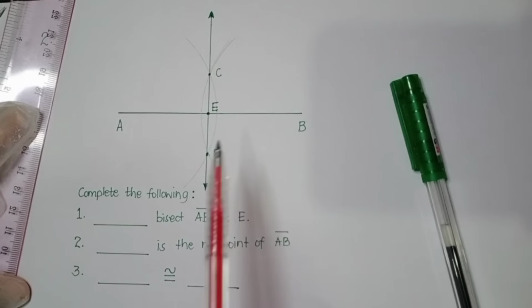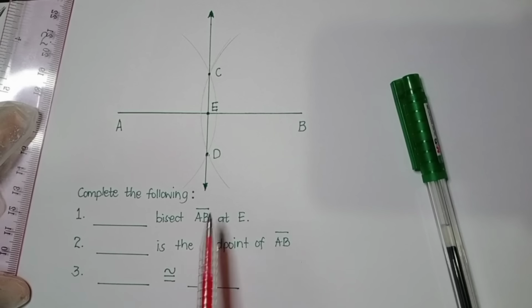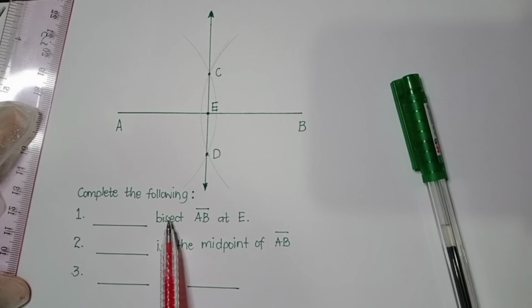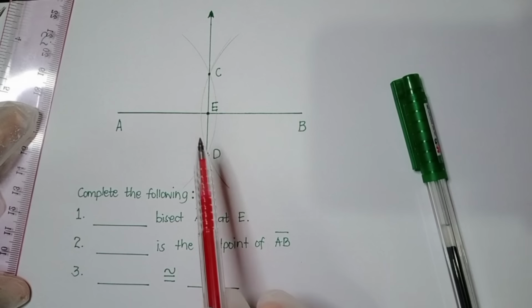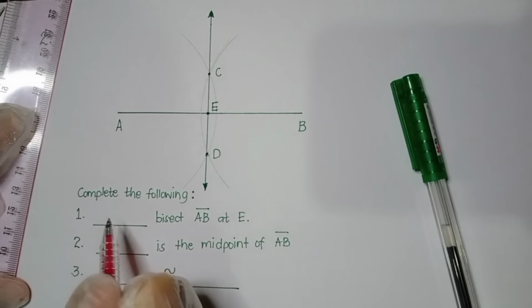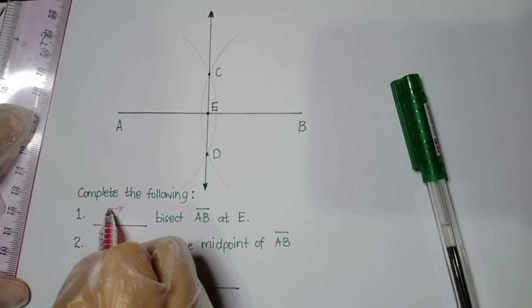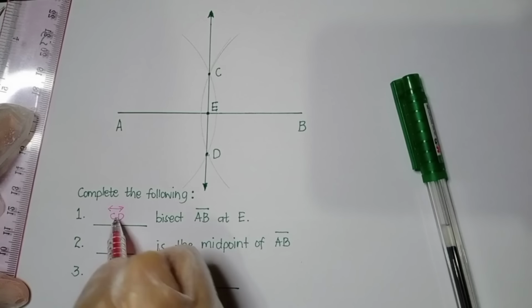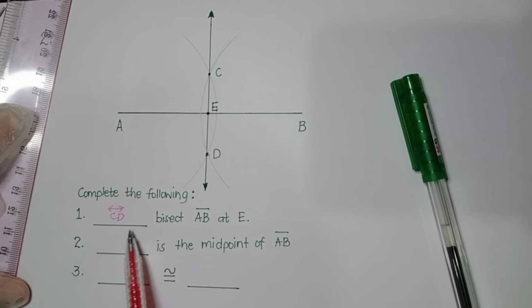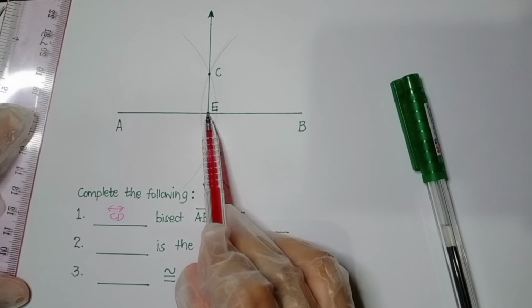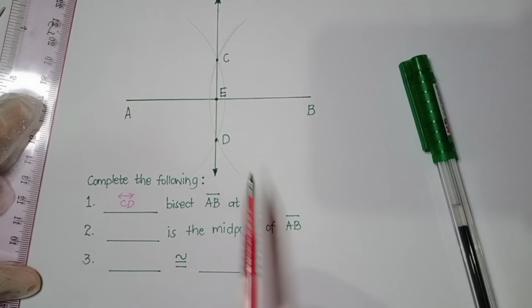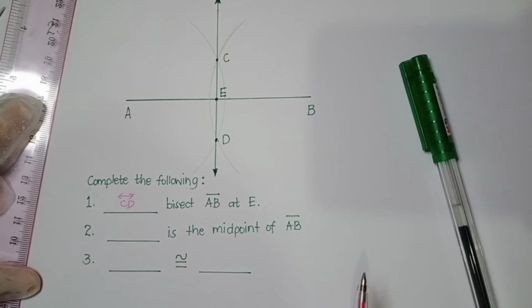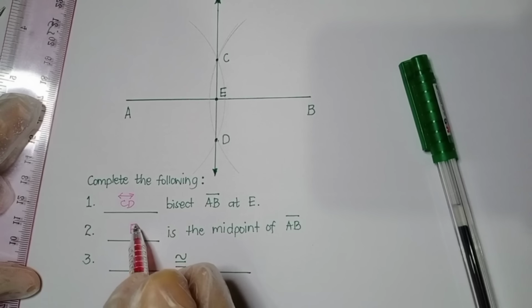So, based dito sa ating construction, alin po dito ang bisector, ang nag-bisect sa segment AB? We have line CD. Okay, so isulat natin dito si line CD. Now, so saan siya tumama? Sa midpoint natin na E. Next, blank is the midpoint of AB. So, what is the midpoint? Ano yung pinakagitnang point? That is point E.